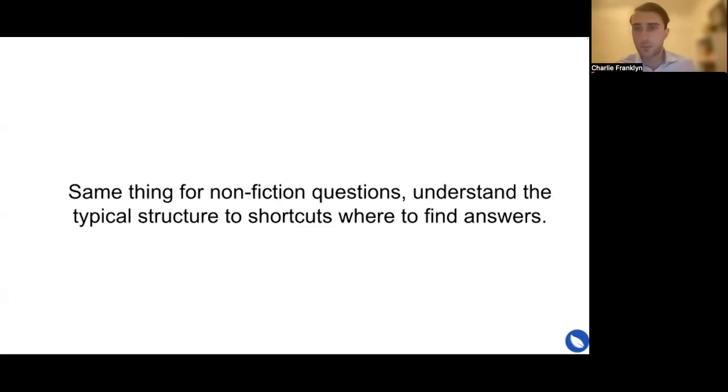And same thing for non-fiction pieces. So we want to understand the structure of these type of non-fiction pieces. Often there's going to be an introduction at the start, conclusion at the end, some sort of meaty arguments in the middle. And you can really use this to your advantage because they do often follow these set structures. And it can mean you can zone in on these sections without having to read the whole piece.